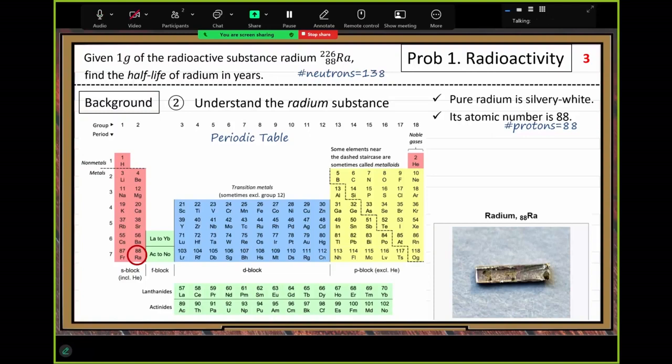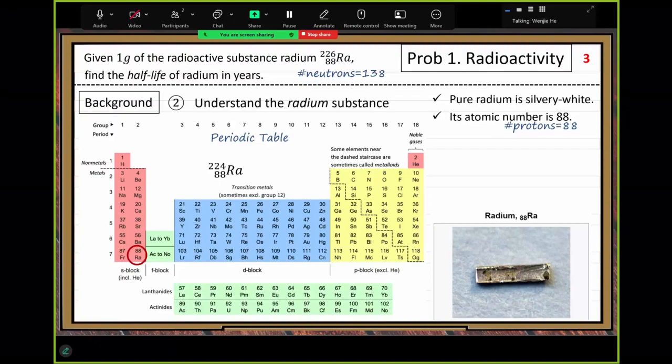Then let's understand that 226. The meaning of that 226. 226 minus 88 equals 138. So that's the number of neutrons. So the sum of the number of protons and the number of neutrons, the sum of these two numbers, protons and neutrons, that totals 226. Okay? So that's the meaning.